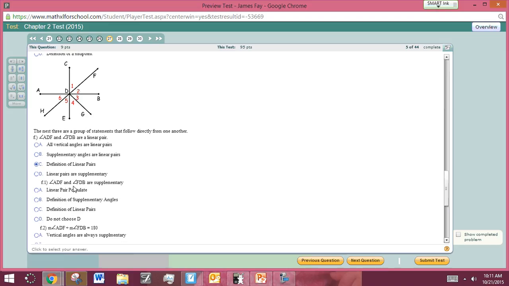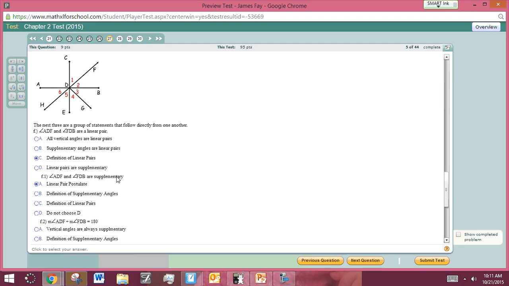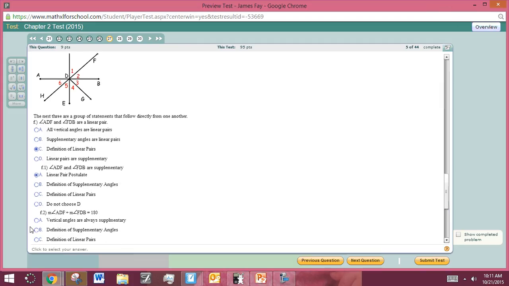As you're checking yours against mine, I'm not sure how I set this question up. My option A is linear pair postulate, but yours might actually be option B, C, or D. These might move around for each person, so pay attention to that. Now, measure of angle ADF plus measure of angle FDB equals 180. We knew they were supplementary in F1, so we can rewrite that as this equation. That's the definition of supplementary angles.